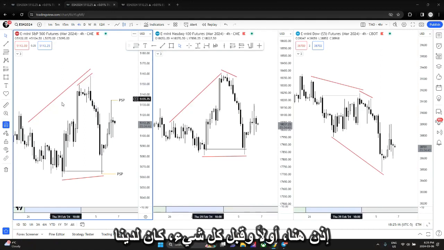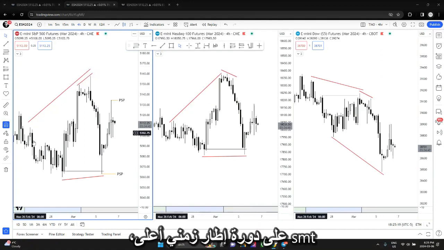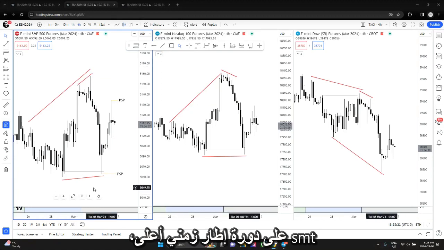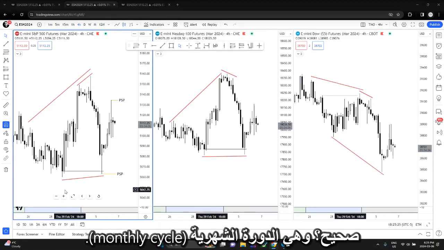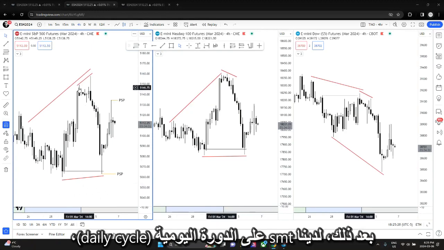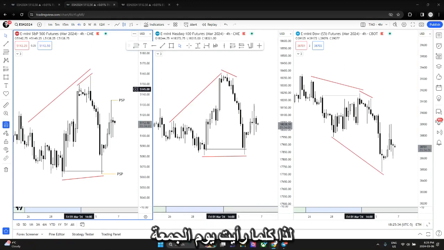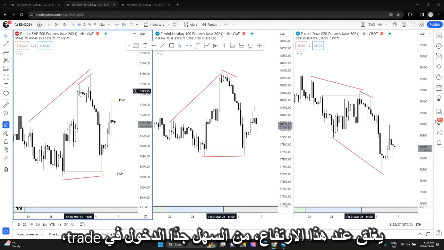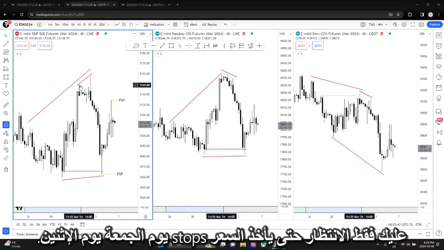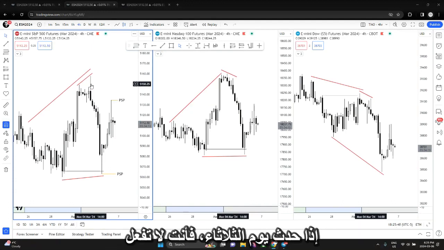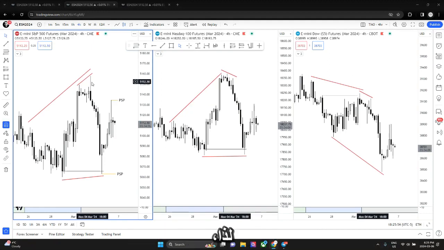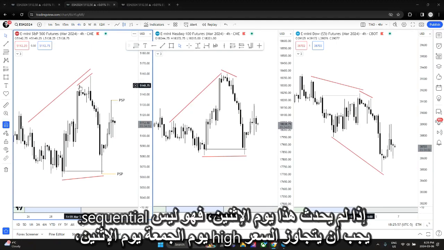So here, first of all, we had SMT on a higher time frame cycle, which is the monthly cycle. Afterwards, we have SMT on the daily cycle, which is Friday. So whenever you see Friday close like this so high, it's very easy to get in the trade. You just have to wait until price runs Friday's high on Monday. Listen, it has to happen on Monday. If it happens on Tuesday, then you do nothing. So if this doesn't happen on Monday, it's not sequential.